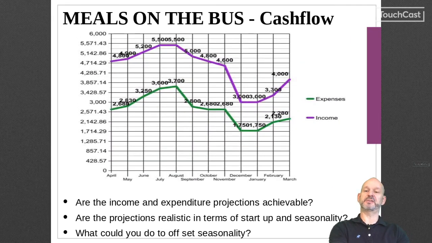So looking at the sales projections for Meals on the Bus, we can see evidence of a build-up in monthly sales as the business starts to secure more customers. And there also appears to be evidence of seasonality here. But are the income and expenditure projections achievable? Are the projections realistic in terms of startup and seasonality? And what logically could you do to offset any seasonal trends? And also, what should the sales projections and seasonal trends look like for your own business idea?